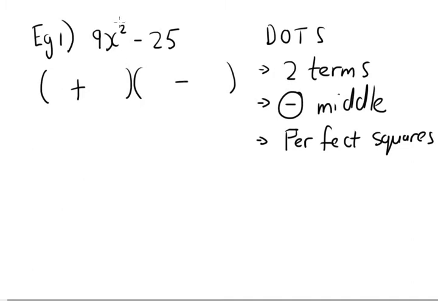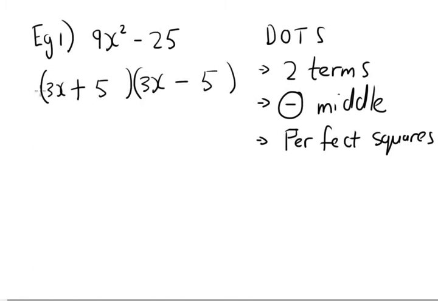And then we take the square root of the first term. So the square root of 9x squared: the square root of 9 is 3, and the square root of x squared is x, so the 3x goes over there and over there. And then we take the square root of 25, it goes over there and there. So the square root of 25 is 5.